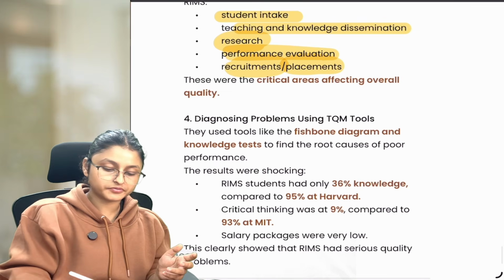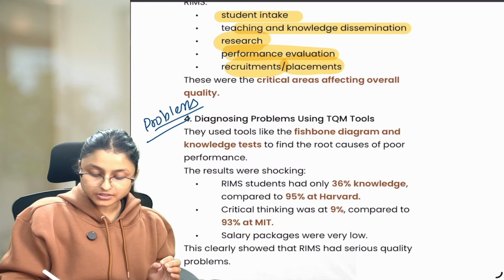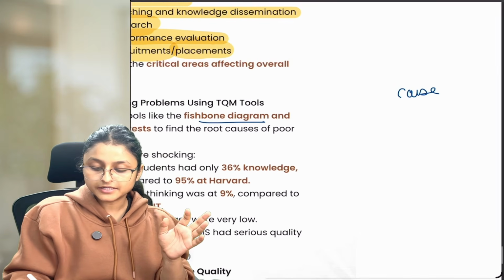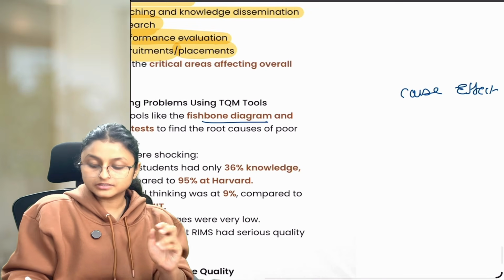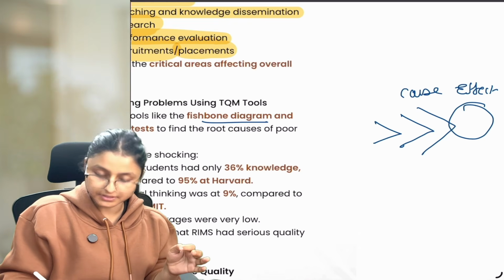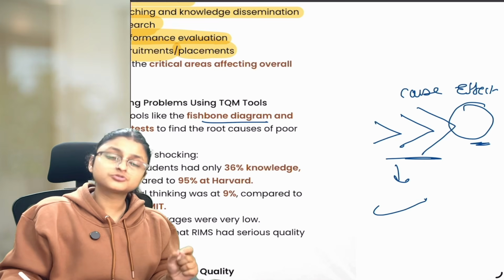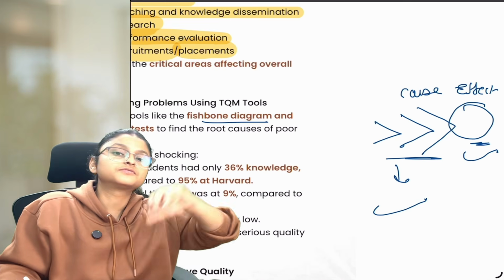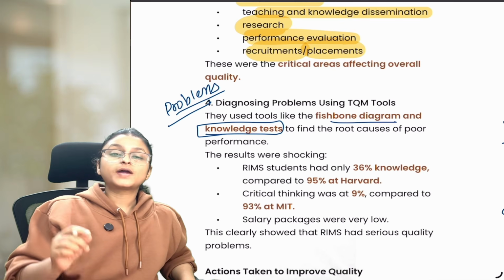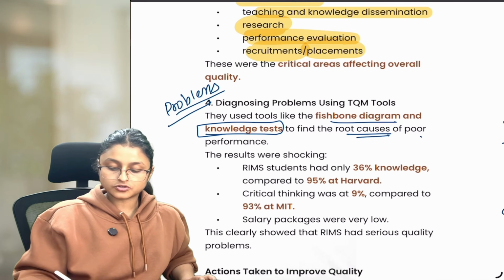Diagnosing problems. Now problems were identified, that is, what all problems are there in our system. For this, they used a fishbone diagram. A fishbone diagram helps us find the cause and effect, right? So we list all the problems and then find out what the causes are. After identifying the problems and the causes, we can work on the causes to improve the effects we are getting, right? Next, a knowledge test is done to identify what knowledge our students have, to find the root cause of poor performance.